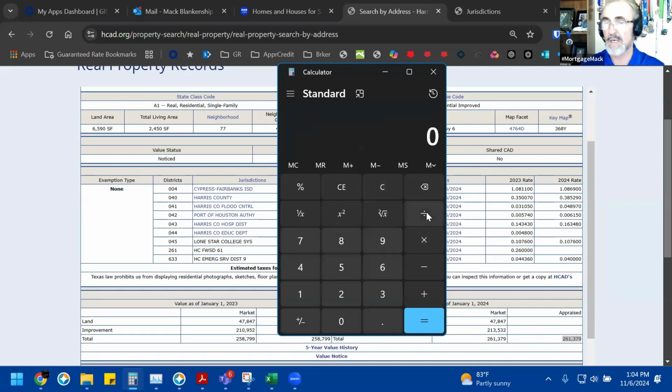And there's all the other taxing entities. Now let's do Lone Star College. I know for a fact Lone Star College gives 8% off. There's your Lone Star College, and let's see what's left. Harris County District is 10%. So let's do 261.4 times 0.90 divided by 100 times 0.04. And there's your emergency service district.